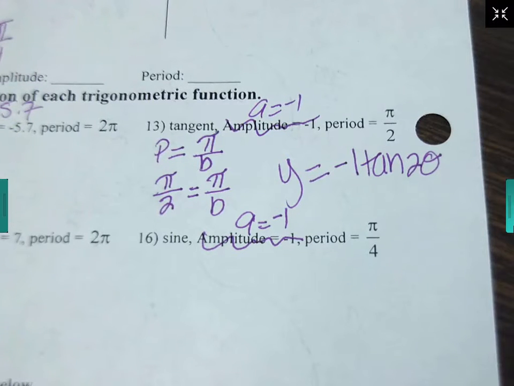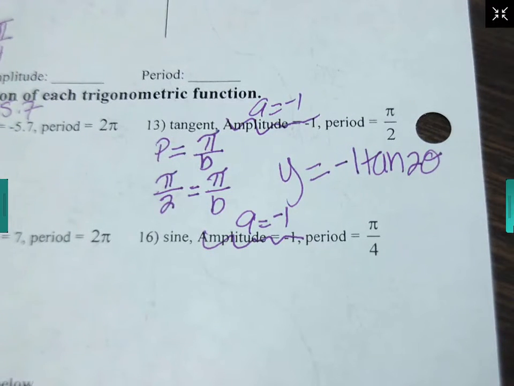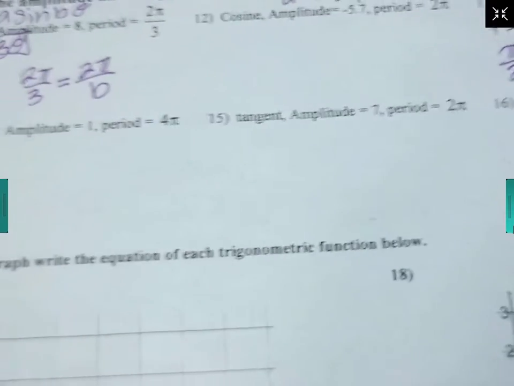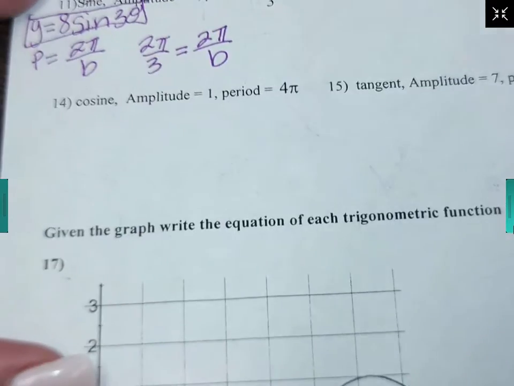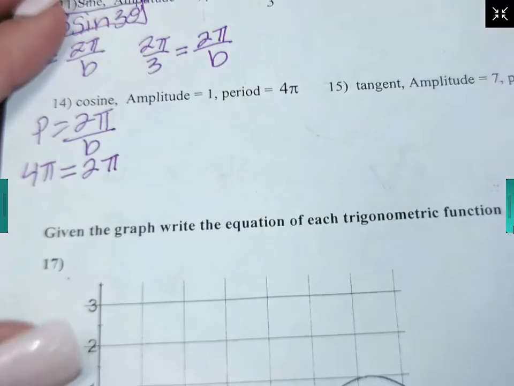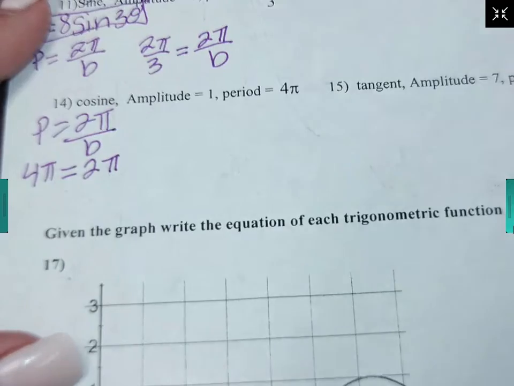Maybe 1/4? We can, because the period's 4 pi. I don't know, let me get it. Well, the period again is 2 pi over b, right? And if it's 4 pi here, that's 4 pi is equal to 2 pi over b. So b is 1/2? Yes, but I want to show people how we got 1/2.